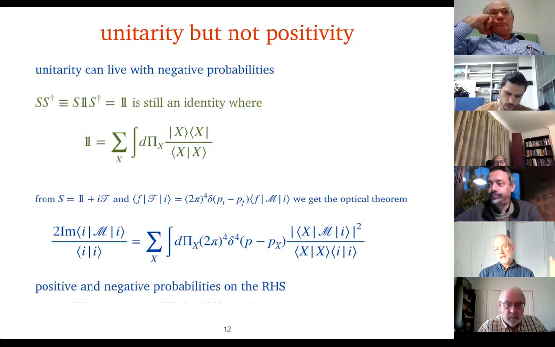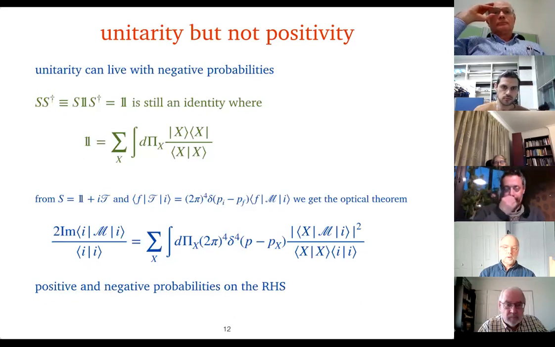So I want to get back to that, but in the meantime, let me just say that this theory has unitarity, but not positivity. In other words, unitarity can live with negative probabilities. So S S dagger equal 1 is still an identity. We just need the proper representation of the unit operator. And that means we have to keep these norm factors in the definition, which bring in these odd minus signs.